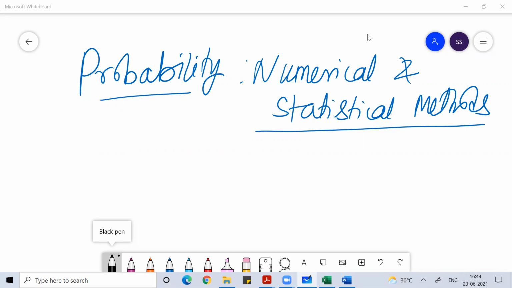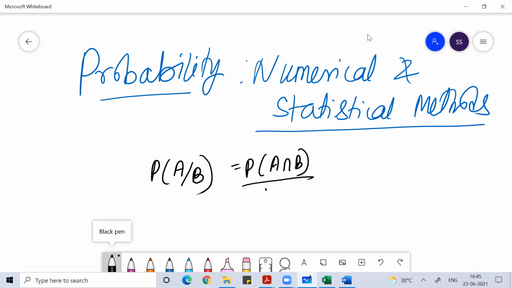When we talk about conditional probability, we write it in the form of P(A|B), which means what is the probability that the event A happens given that B has already happened. The formula for that is probability of A intersection B divided by probability of B. This is how we define conditional probability.